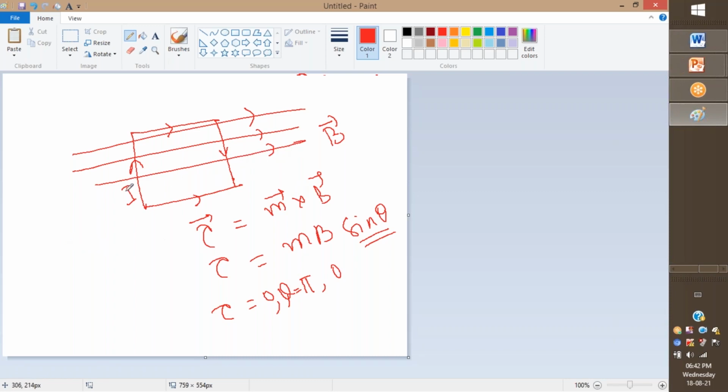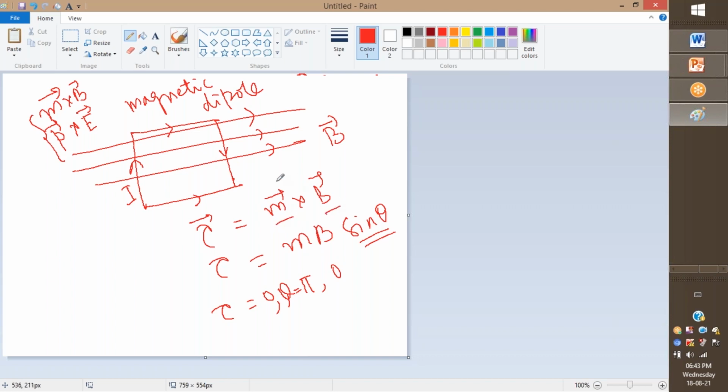This current carrying loop can be considered as a magnetic dipole, as we have seen with the magnetic dipole moment. So M cross B is similar to P cross E. If we compare these two, I can think of a current carrying loop as a dipole, but this is a magnetic dipole. A current carrying loop can be thought of as a magnetic dipole.